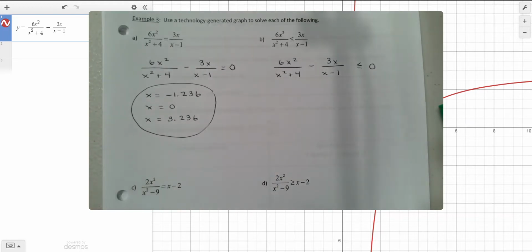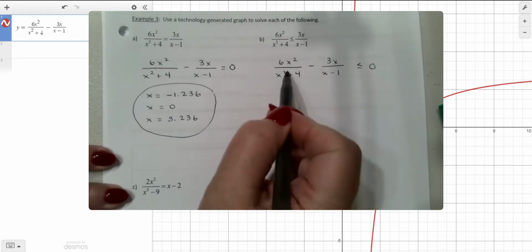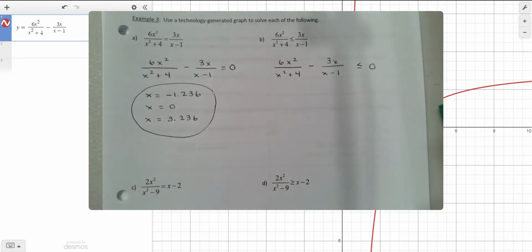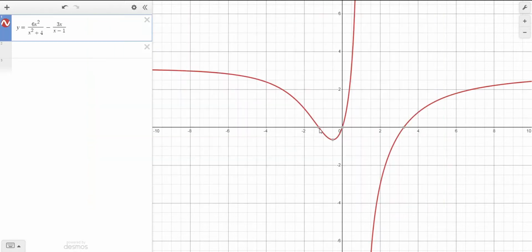All right, for the inequality, I've already got the graph done, but I'd like to know where this is less than or equal to 0. So let's take another look at the graph. I can see that down here, my y values would be negative, or less than or equal to 0. So that would be from negative 1.236, comma, 0. And then the graph becomes positive for a while, but then right here at the asymptote, it becomes negative again.